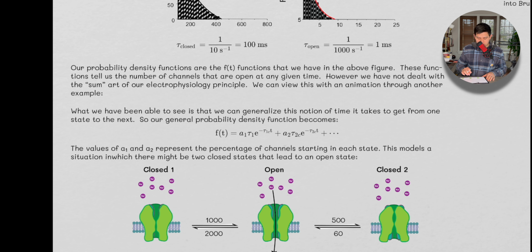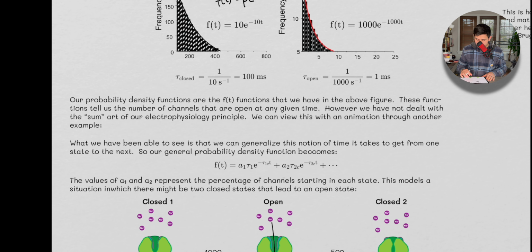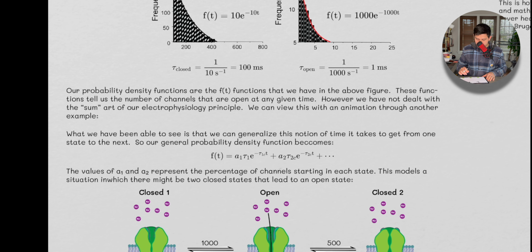So our probability density functions are the f of t functions that we have in the above figure. These functions tell us the number of channels that are open at any given time. However, we have not dealt with the sum part of our electrophysiology principle. So we can view this with an animation. Let's go back to that animation and make sense of this now, okay?